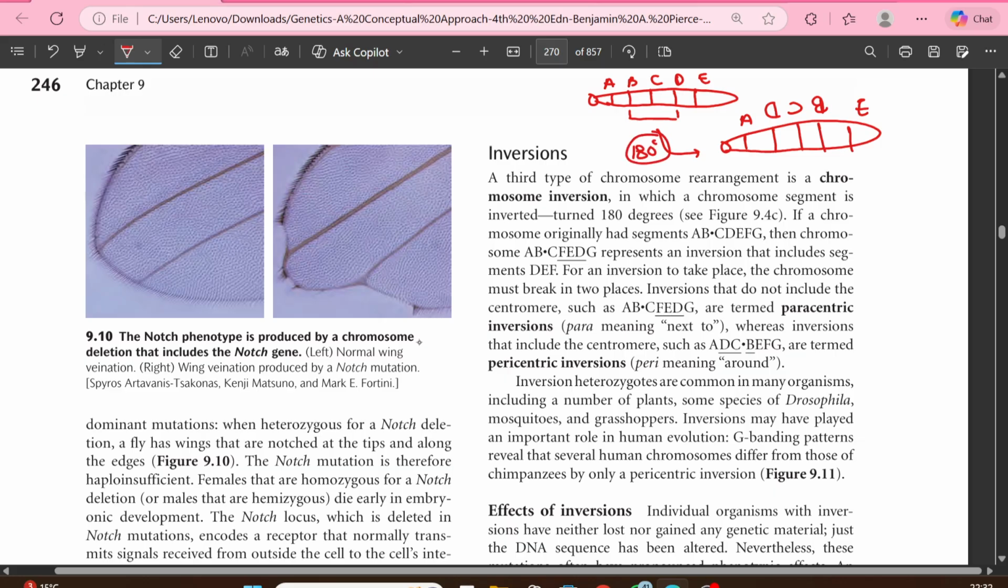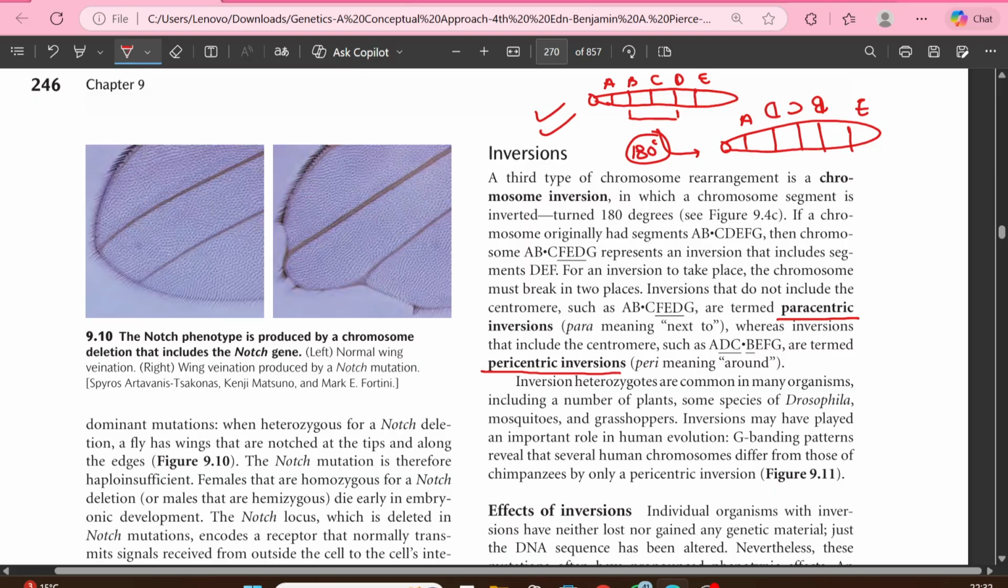Now these inversions can be of two types, one being paracentric and the other pericentric. In the paracentric inversion, the centromere is not involved, just as in what I have drawn here. Here also the centromere is not involved, so this is a case of paracentric inversion. In the pericentric inversion, the centromere is also involved.